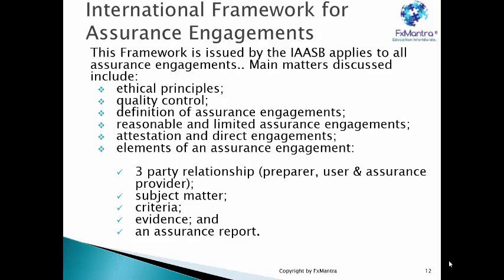So it has the main topics of discussions like ethical principles and the quality control requirements, the definition of assurance engagements, what all does it cover, what is it meant to be a reasonable and a limited assurance engagement, any kind of attestation and direct engagements, and it also talks about the elements of an assurance engagement. So in an assurance engagement, we usually have a three-party relationship. One party would be somebody who has prepared the financial statements. The other one would be the user, and the third one will be who is the provider of the assurance.